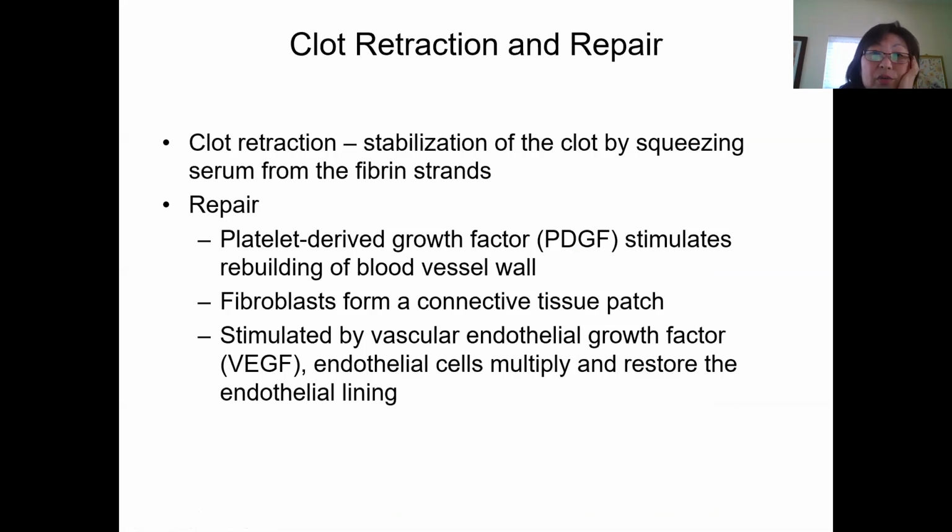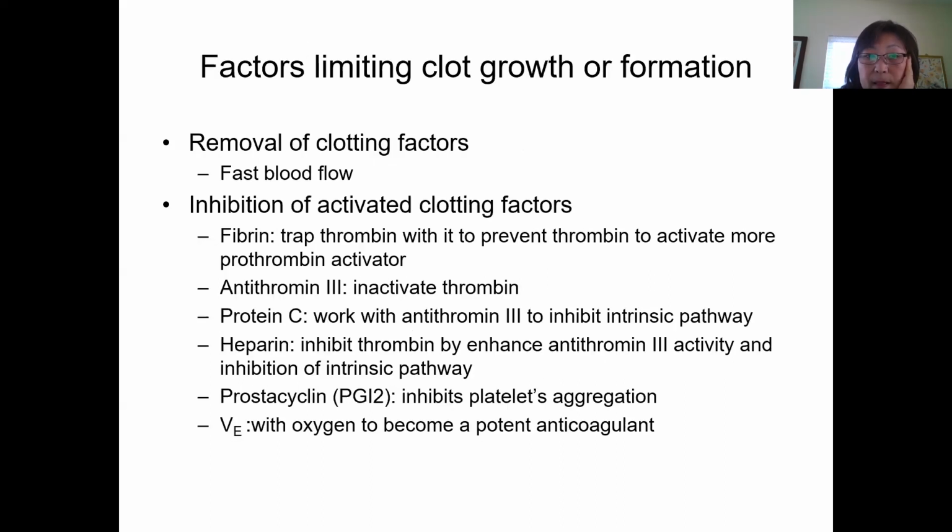Okay, for clot retraction and repair, please follow your book. Ignore these few slides, just read your book. I think your book talks about this part probably more easily than my slides. So let's just use your book. Understand what is clot retraction and how vessels can be repaired. Okay. Removal of clot factors. This part, just read this. Just read this slide. That's good enough.